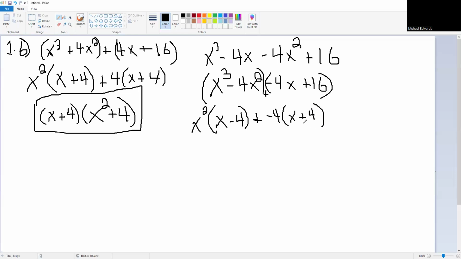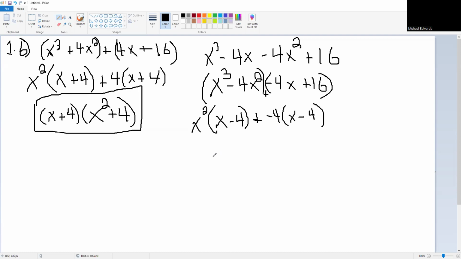If we pulled out a negative, what did I do wrong here? I should have made this one negative also. This would have been negative. Because I pull out a negative, it makes this one negative. Makes this one positive, makes this one negative.